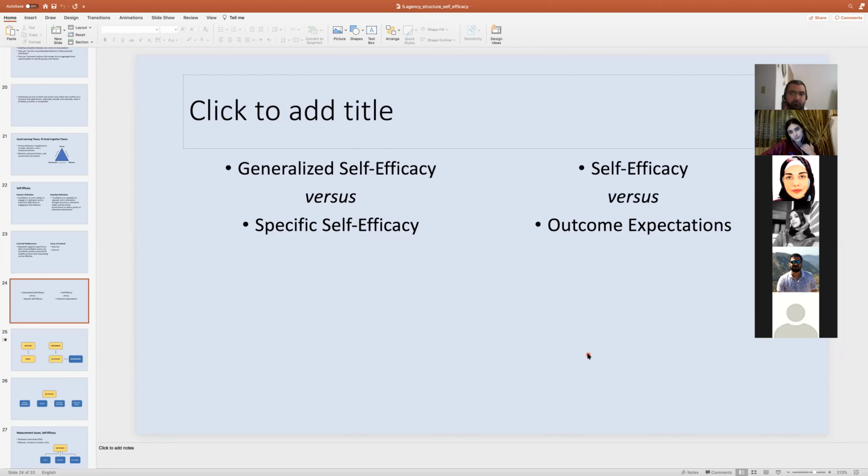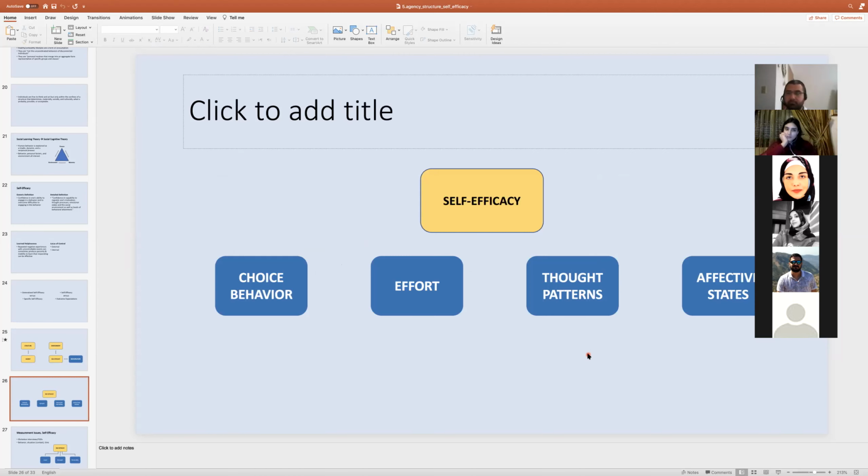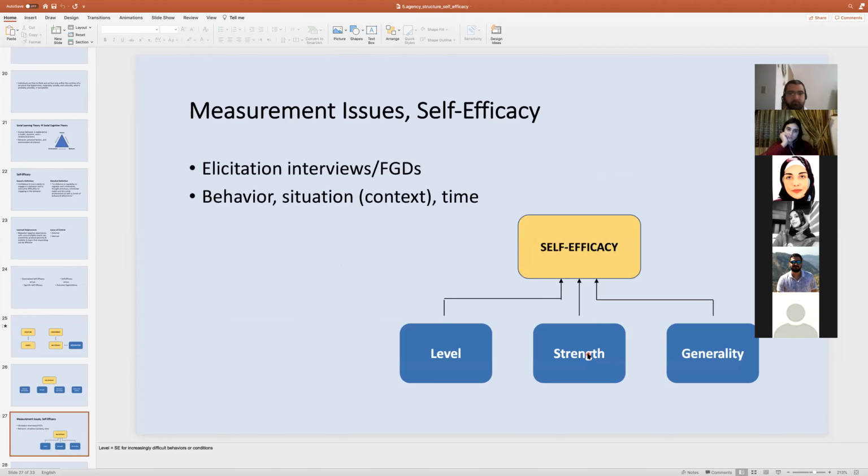Okay, I'm going to skip these slides because they're a little bit detailed about self-efficacy.